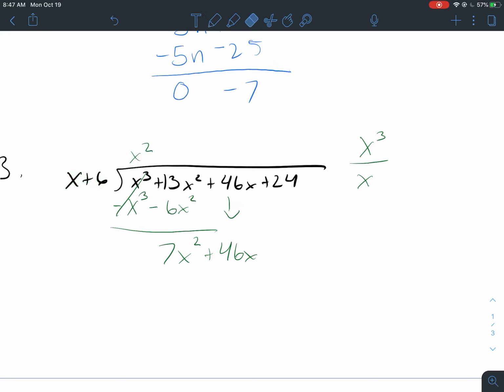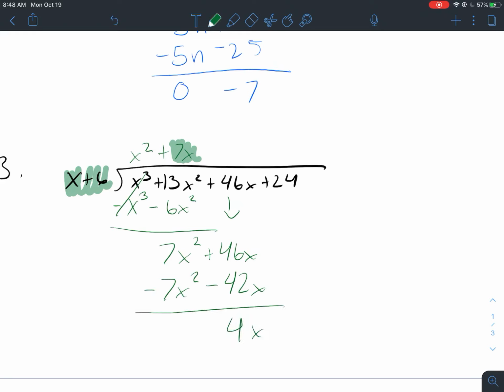Now, I'm going to do 7x squared divided by x. And that is going to give me a 7x. So now I'm going to multiply my 7x with my binomial. And I get a 7x squared plus 42x. Now I'm going to subtract. And again, when I subtract my binomial, I have to distribute my negatives. So I get a minus and a minus, which is going to give me a 4x. And then I'm going to drag this 24 down.